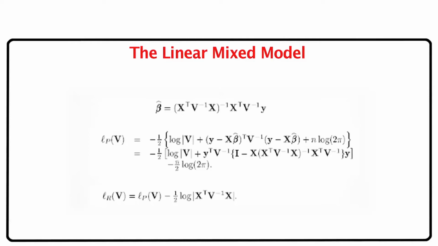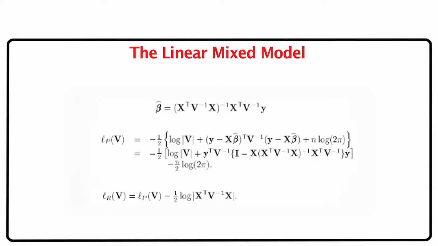So to estimate the variance parameters in V, we can write the profile likelihood of V, which results in the expression given on the second and subsequent few lines on this slide. However, it turns out that maximizing LPV to get the maximum likelihood estimates of the parameters in V is not necessarily a very good idea, and the resulting estimates can be biased.